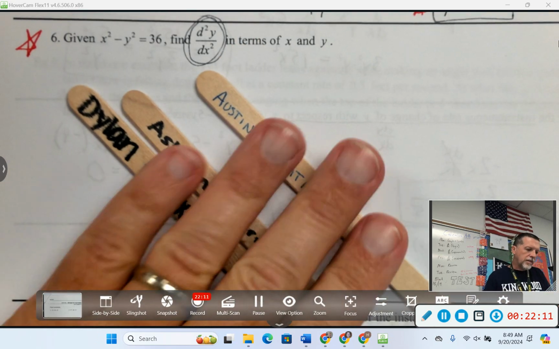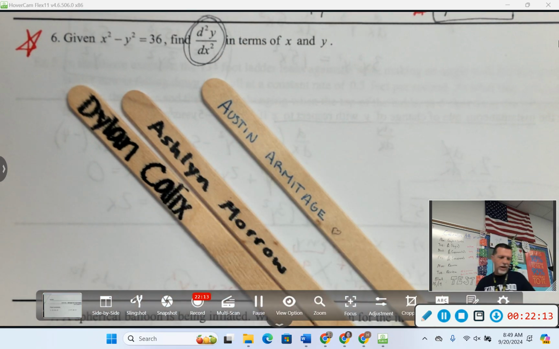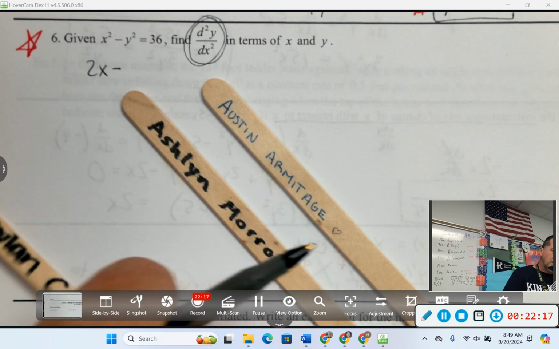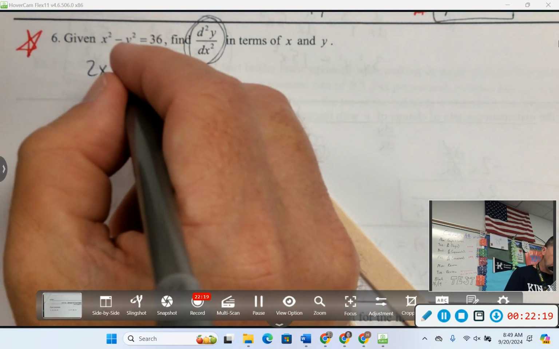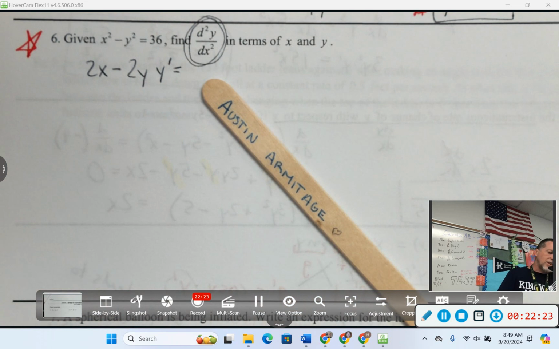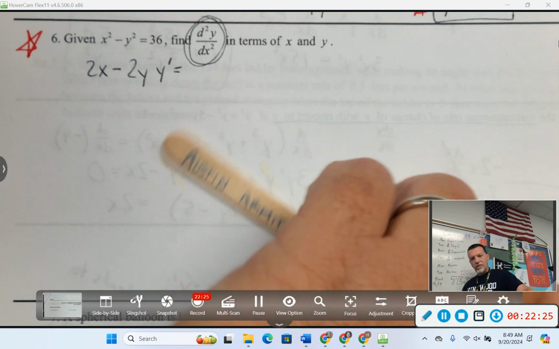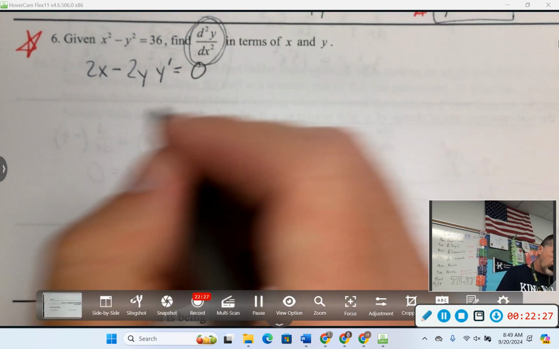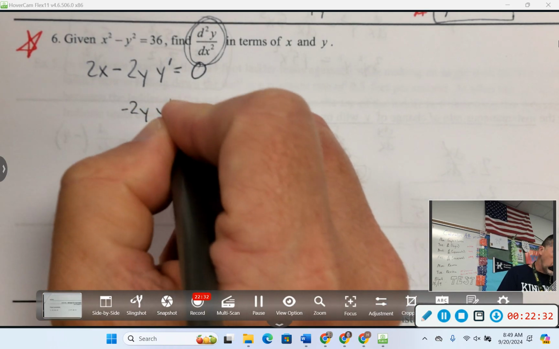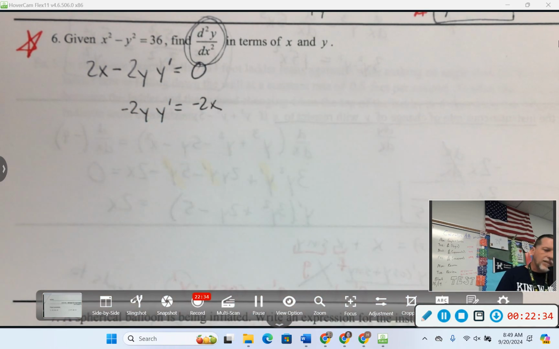Dylan, how about the derivative of x squared? 2x. Ashlyn, the derivative of y squared? 2y. Good. 2y, y prime. And Austin, the derivative of 36? 0. Okay, so negative 2y, y prime equals negative 2x.